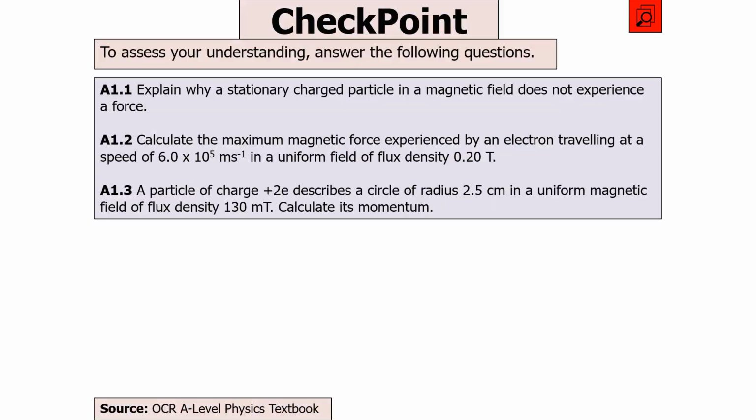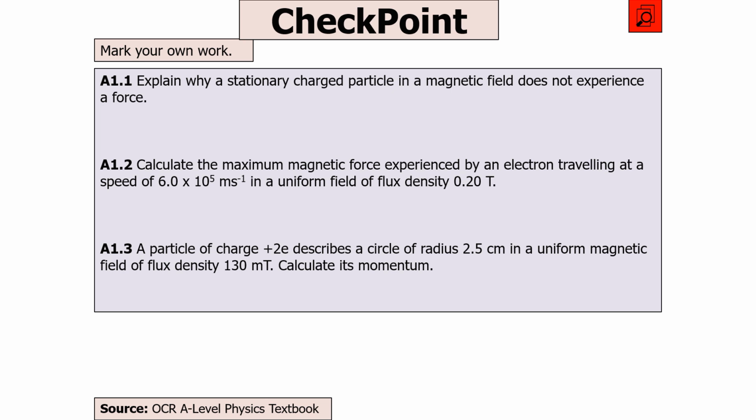The next question says, explain why a stationary charged particle in a magnetic field does not experience a force. Then calculate the maximum magnetic force experienced by an electron travelling at a speed of 6 times 10 to the 5 meters per second in a uniform field of flux density 0.20 teslas. Then a particle of charge plus 2e describes a circle of radius 2.5 centimeters in a uniform magnetic field of flux density 300 milliteslas. Calculate its momentum. So pause the video now, then unpause the video when you want to go through your answer.